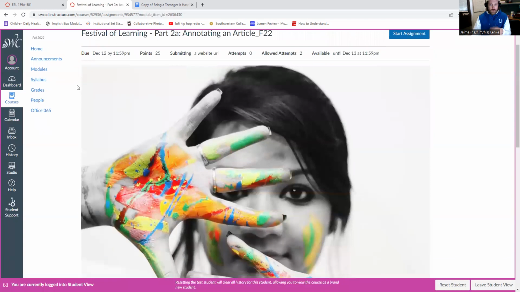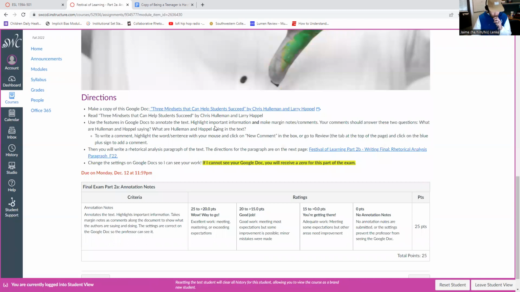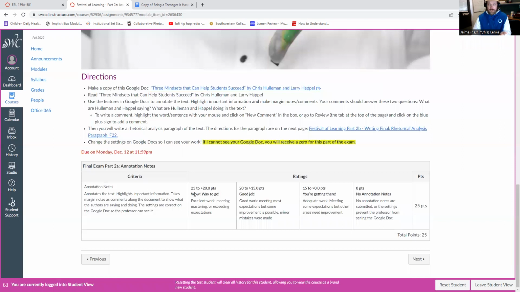And then part 2. So the first part of part 2 is annotating an article. So you're going to read this article right here. You're going to make a copy in Google, and you're going to annotate the article, and I'm going to give you points based on how well you annotate the article. So again, you're highlighting key ideas, golden lines, unfamiliar vocabulary words. You're asking questions and analyzing the article to see what the authors are doing and why they're doing those particular things in a way that's going to influence the person that's reading it. So you're going to submit your Google document with your comments and your annotation notes. That's the first part. So this is also worth 25 points.